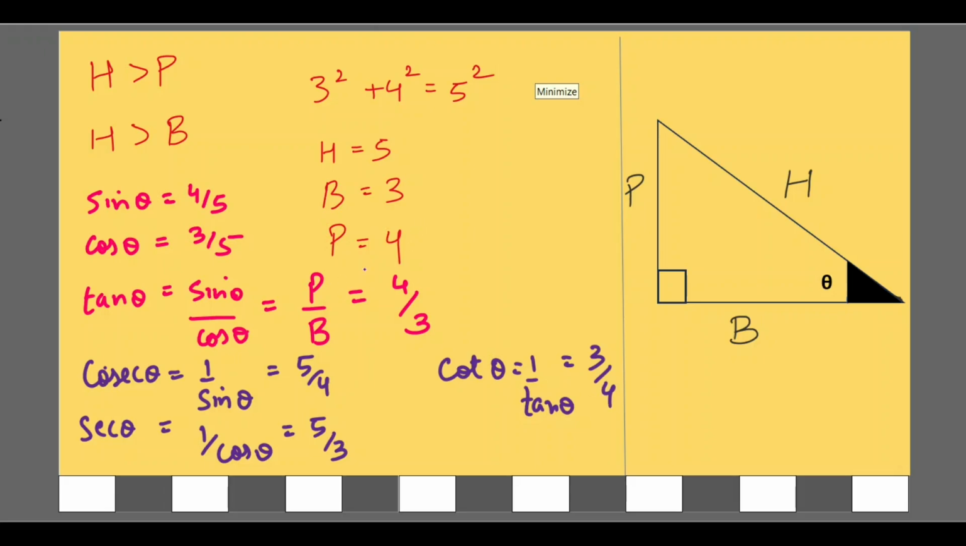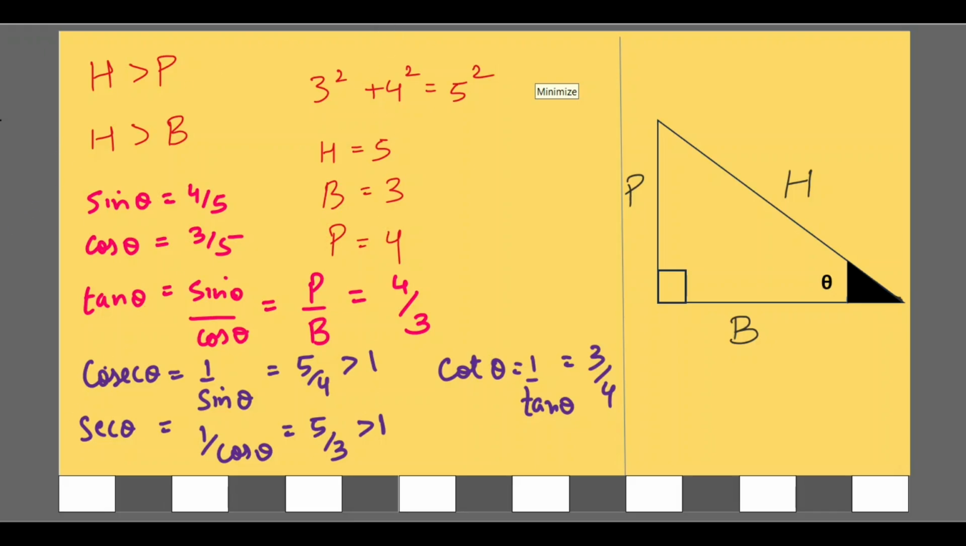Now, if you note in this example, this is just an additional point. As I told you, sine and cosine will always be less than 1. Here, cosecant is greater than 1. If you do 5 by 4, it is greater than 1. And secant is also greater than 1. In our upcoming classes, we will understand why cosecant and secant take values greater than 1 and why sine and cosine take values less than 1.